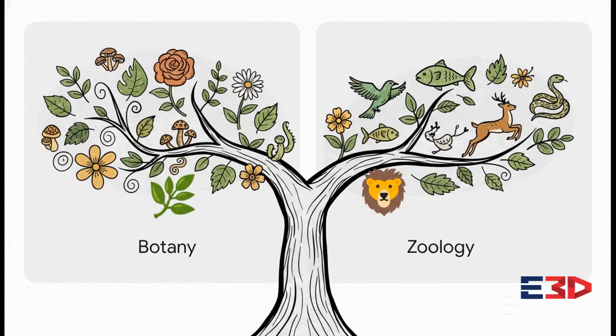On one side, you have botany, which is the scientific study of all plant life. On the other side, zoology, which, you guessed it, deals with the entire animal kingdom. For a very long time, this was the basic breakdown. You were either a botanist, studying things that get energy from the sun, or a zoologist, studying things that move around and eat. But as you can probably imagine, that was just scratching the surface.